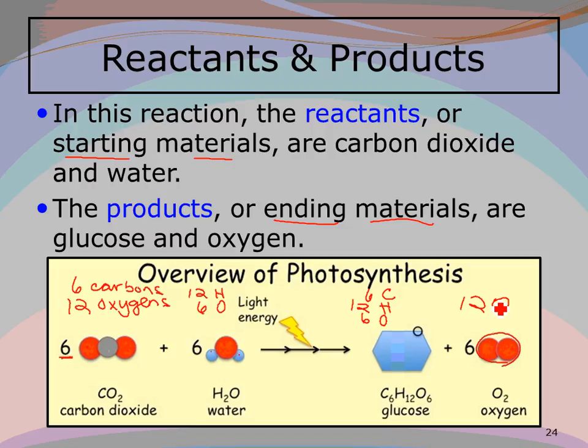They're equal, right? Here we've got 6 carbons that we started with, 6 carbons that we ended with. 12 oxygens that we started with, 12 oxygens that we ended with. 12 hydrogens that we started with, 12 hydrogens that we ended with, 6 oxygens, 6 oxygens. In other words, literally, we just broke apart those atoms and rebuilt them into new materials.